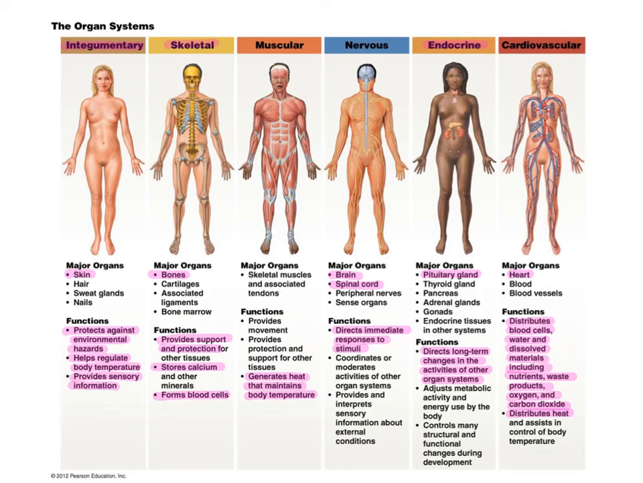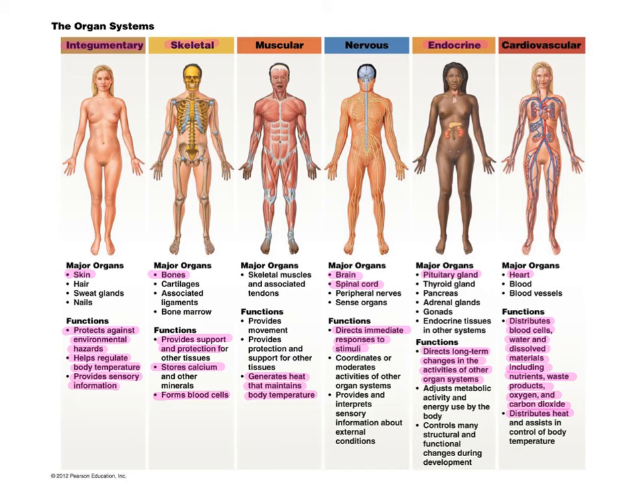Fourth would be the nervous system. The major organ would be the brain and spinal cord, and the major function would be to direct immediate response to stimuli and coordinate or moderate activities of the other organ systems. Next would be the endocrine system. The major organs would be the glands, specifically the pituitary gland, and the major function would be to direct long-term changes in the activities of the other organ systems.